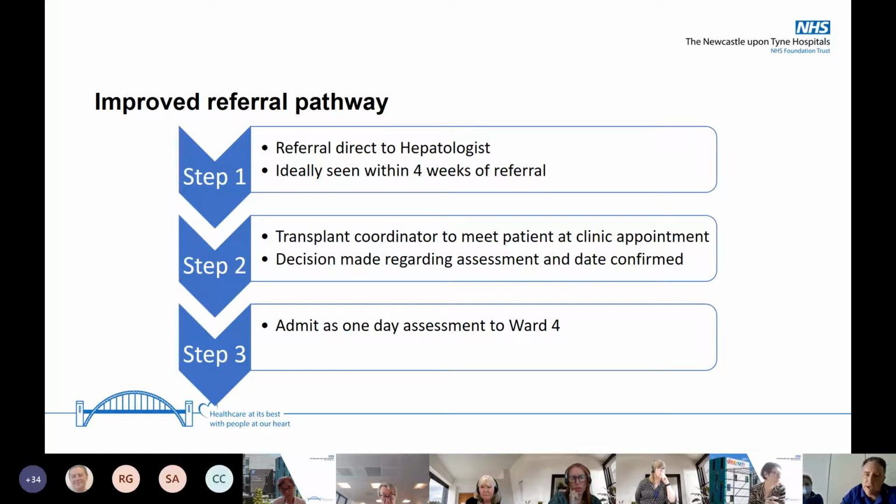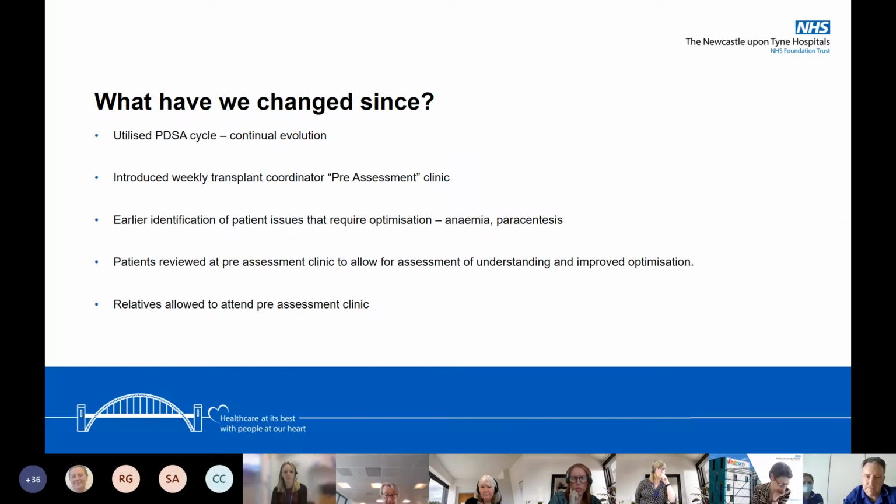So it was a referral direct to a hepatologist, and the patient was reviewed within 4 weeks of that referral. When they came to the outpatient clinic, we as transplant coordinators went to see them, and we made a decision regarding inpatient or outpatient assessment, and we gave them a date. And then we assessed them on that date on Ward 4, and we spoke about them 1 week later on.